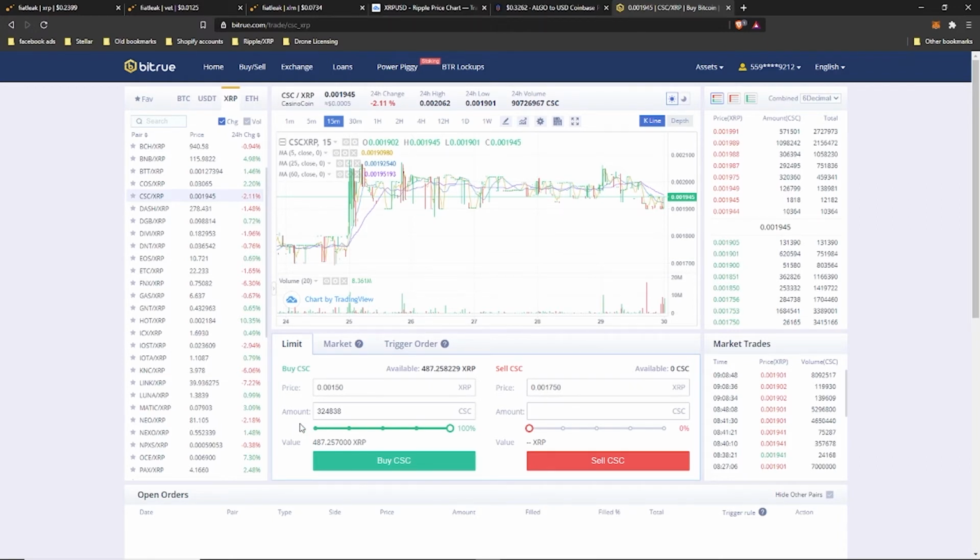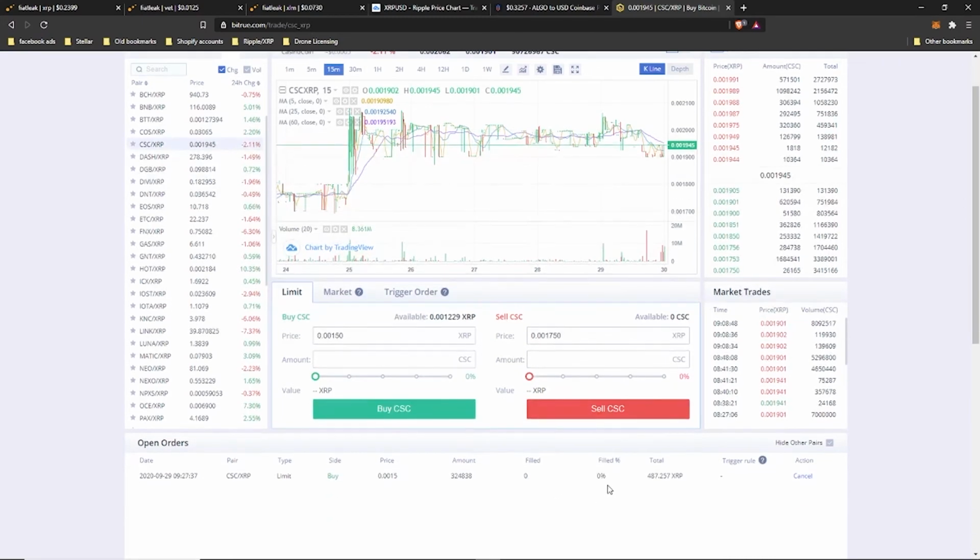So basically all you're going to do is after this, once you do that, you're going to press buy. And once you do that, it'll confirm successfully, and then there you go. Your buy is in there now.